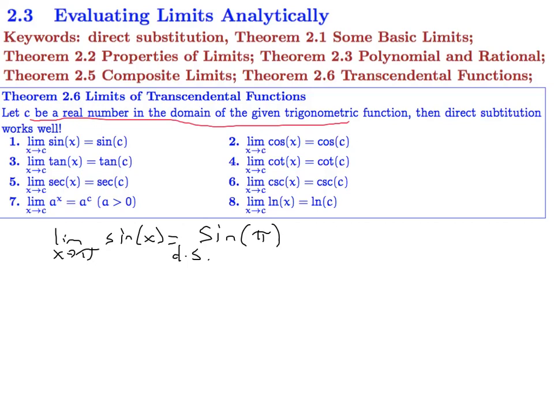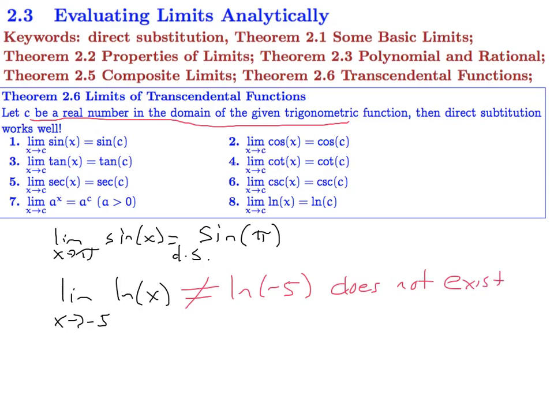We do have to be a little bit careful though. If we want to take the limit as x approaches negative 5 of the natural log of x, this is not going to be equal to the natural log of negative 5, because the natural log of negative 5 does not exist. Remember that the domain of natural log is only going to be from 0 to infinity, so we can't put negative numbers in.